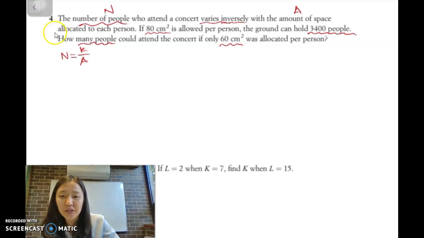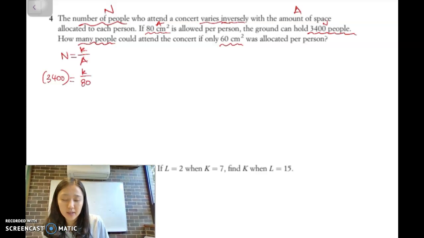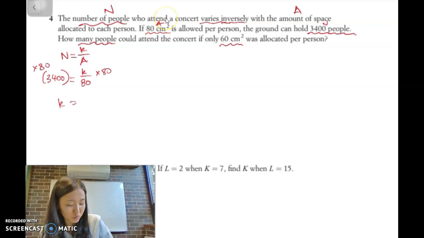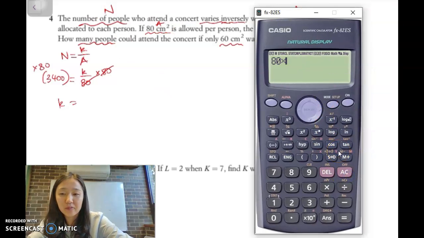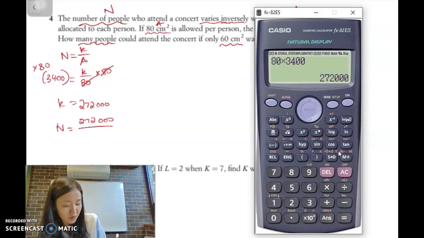The second sentence gives me the specific conditions. If A is 80, we have 3,400 people. And so I substitute that in: 3,400 is equal to K over 80. To make K the subject, I just need to multiply by 80. So K is equal to, let's get our calculator out, 80 times 3,400, which is that number there. So your specific equation is N is equal to 272,000 over A.